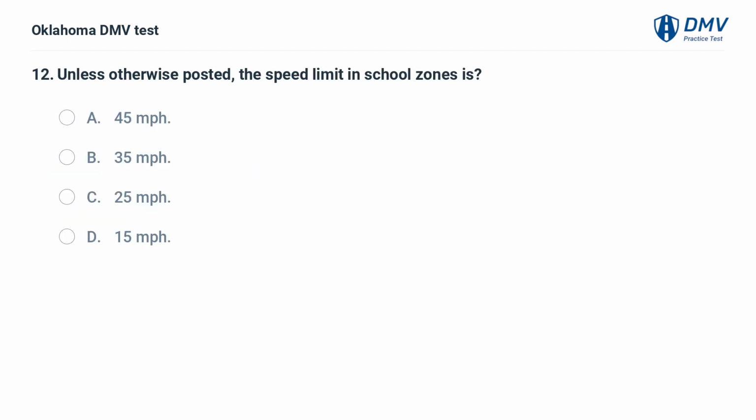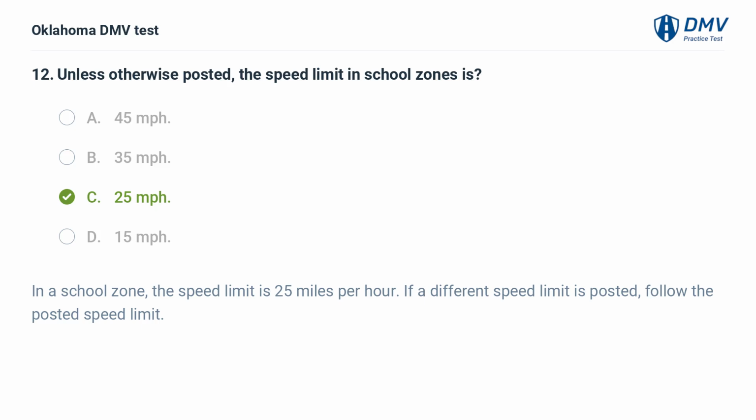Unless otherwise posted, the speed limit in school zones is A. 45 miles per hour. B. 35 miles per hour. C. 25 miles per hour. D. 15 miles per hour. C. 25 miles per hour.